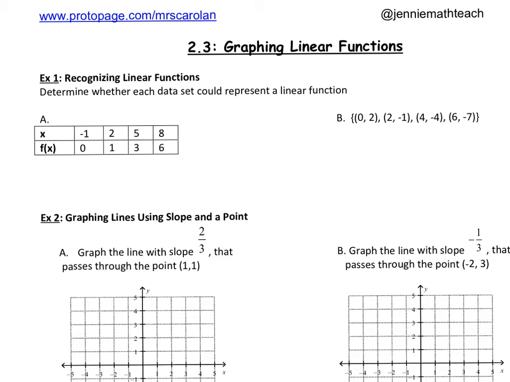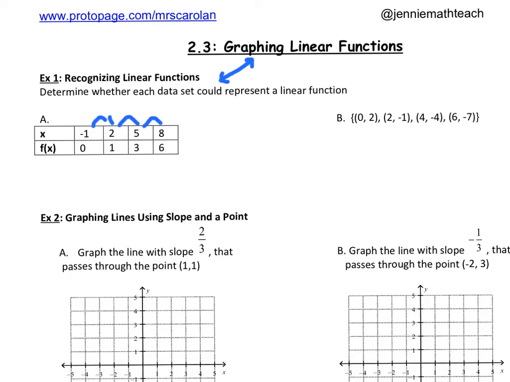To tell if something's a linear function, it's going to make a perfectly straight line. So we could take these ordered pairs and graph them and see if they connect in a straight line, or we could just see if they're all the same spaces apart. So we look at how far apart they are on the x-axis. So we figure out that change.